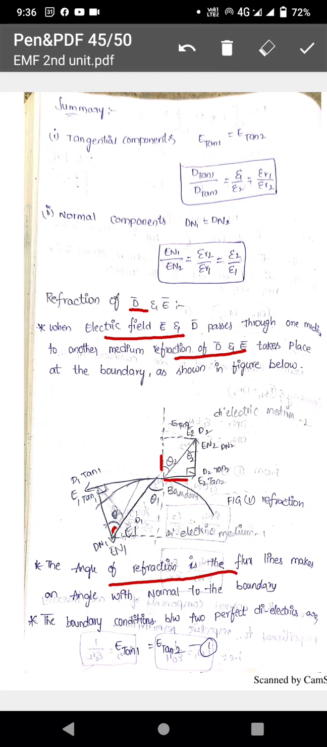The angle of refraction is the angle the flux lines make with the normal to the boundary. The angle of refraction is theta 1 and theta 2. The boundary condition between two perfect dielectrics, which we derived previously, is E tan 1 equal to E tan 2. Tangential component E tan 1 equal to E tan 2. Let us make that equation 1.